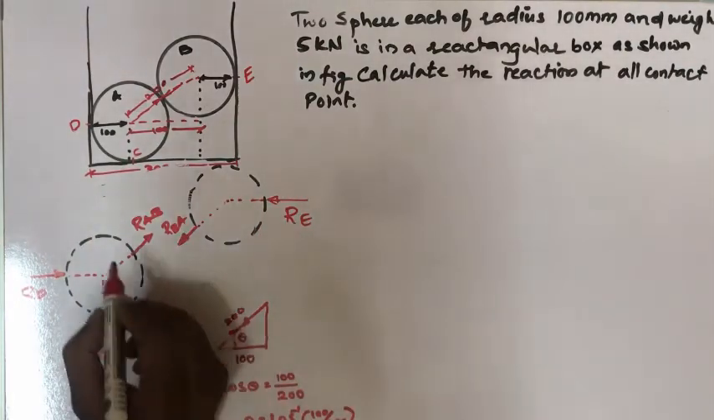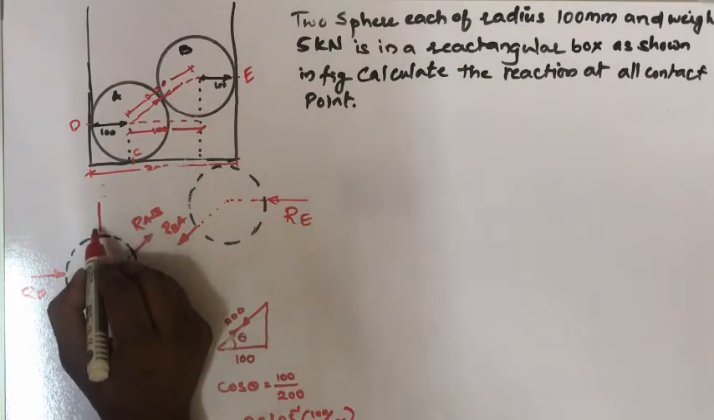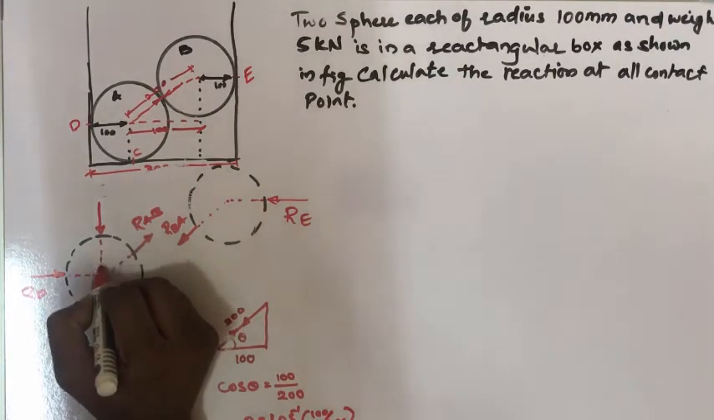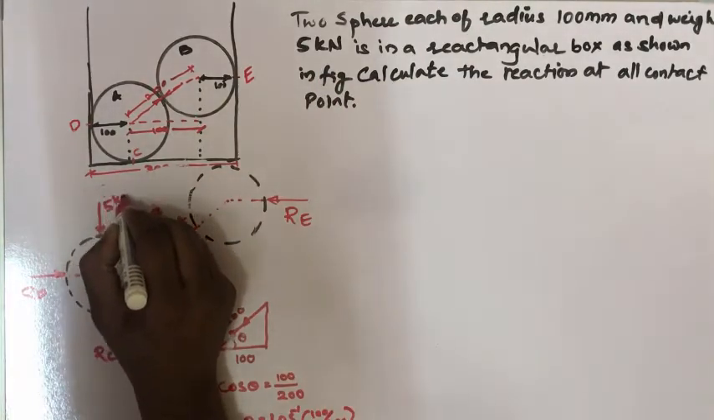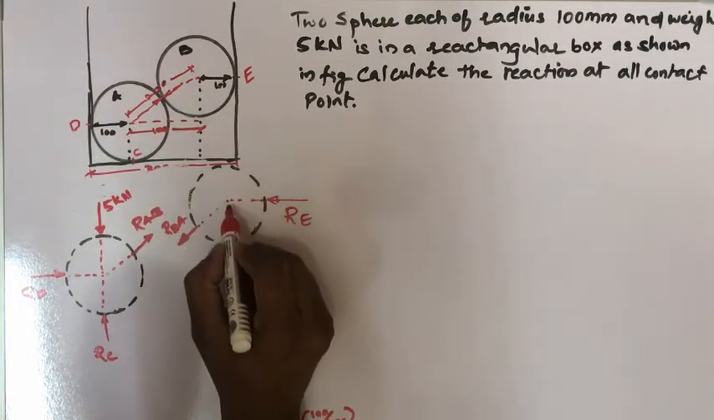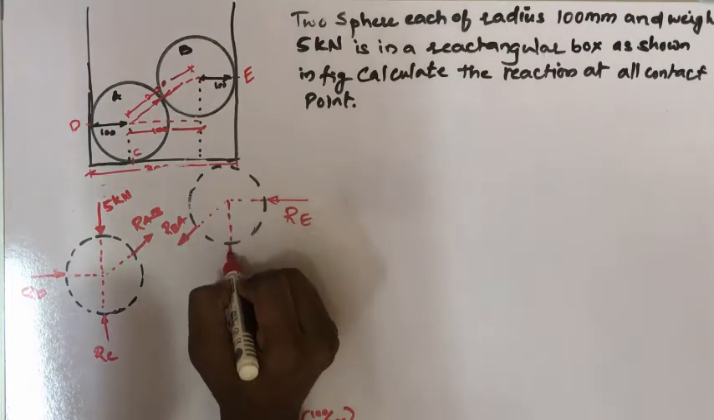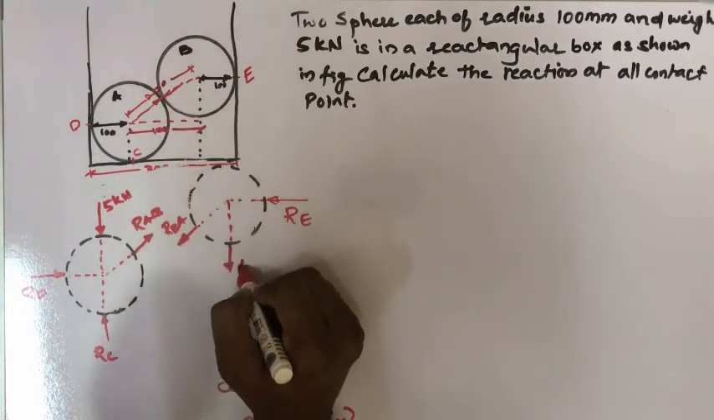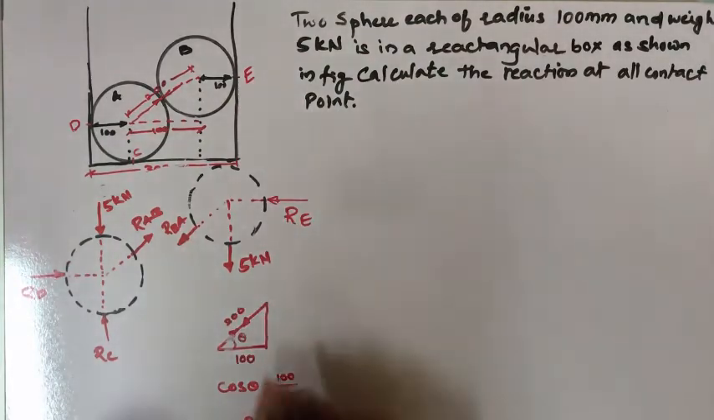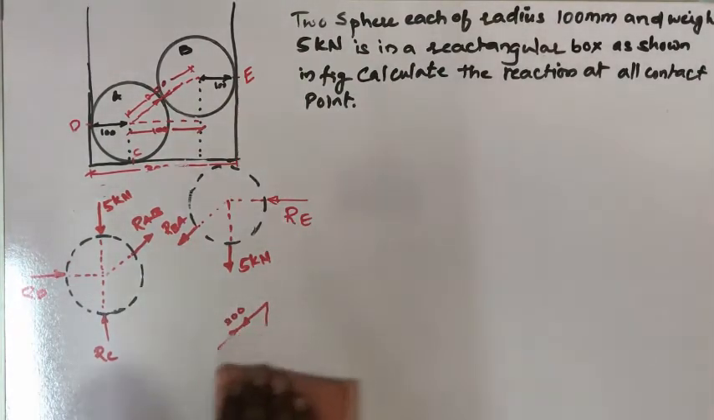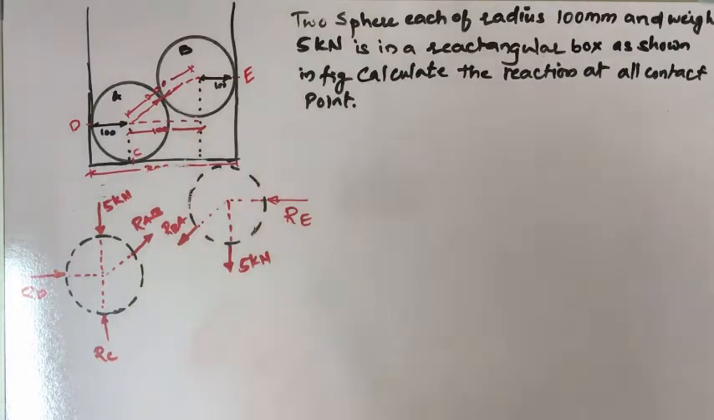Along with the reactions we'll get the self weight of the sphere, which is given as 5 kilonewton. So there's a 5 kilonewton self weight. I'll show it either above or at the bottom; you can show it anywhere. So I'll get 5 kilonewton. This is your free body diagram for the two spheres.